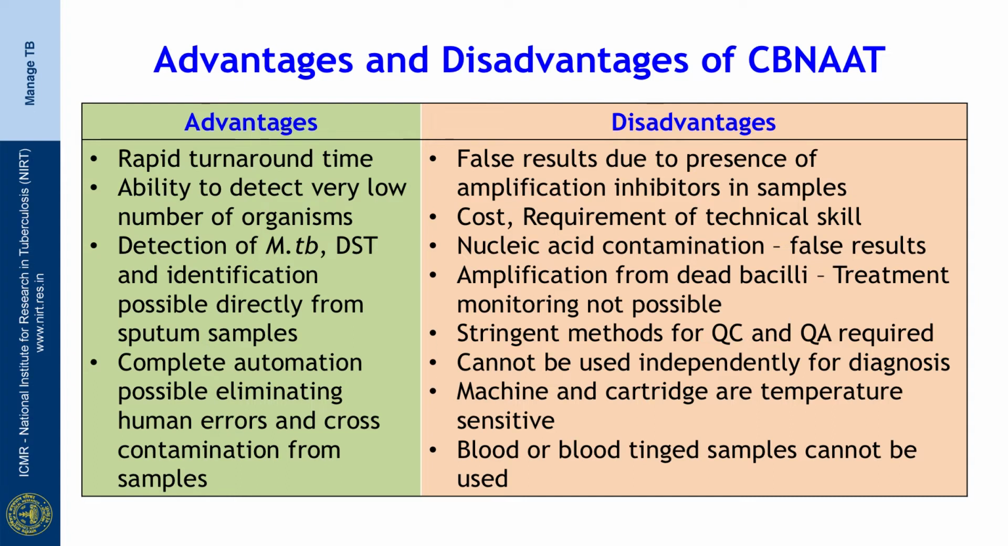Stringent methods for quality control and quality assurance are required for performing this assay in the laboratory, and it cannot be used independently for the diagnosis, and it can be confirmed with phenotypic DST in discordant results. The machine and the cartridge for GeneXpert are temperature sensitive and require a specialized facility. Care should be taken to make sure that blood and blood tinged samples are not sent to the laboratory for diagnosis using CBNAT.